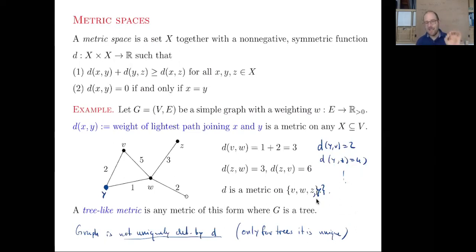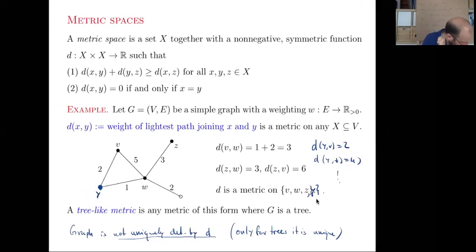So this is work by Bandelt and Dress in the 90s. Right? If you have a tree-like metric, and you only know the metric, there's a canonical way to reconstruct the tree, right? And everything works wonderfully. In general, the graph is not uniquely determined by the metric. So the thing is, the graph can tell us the metric, but it's probably not a very good combinatorial invariant of the metric because it's not unique. Okay.